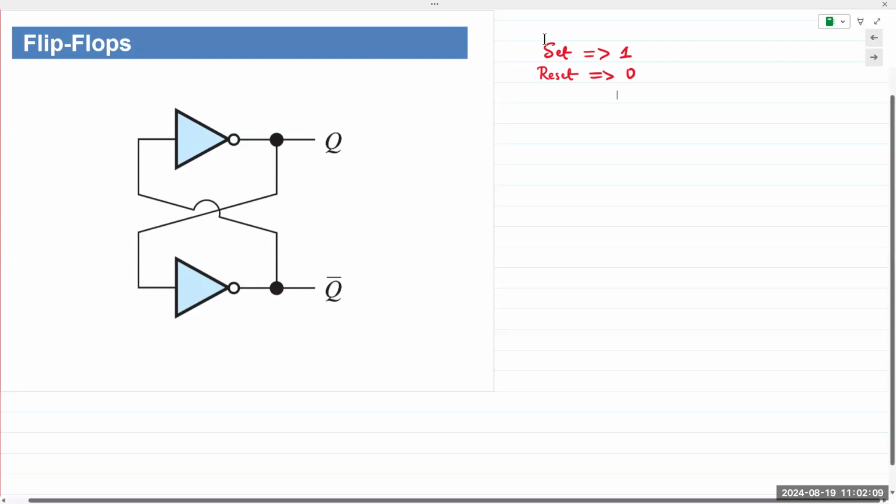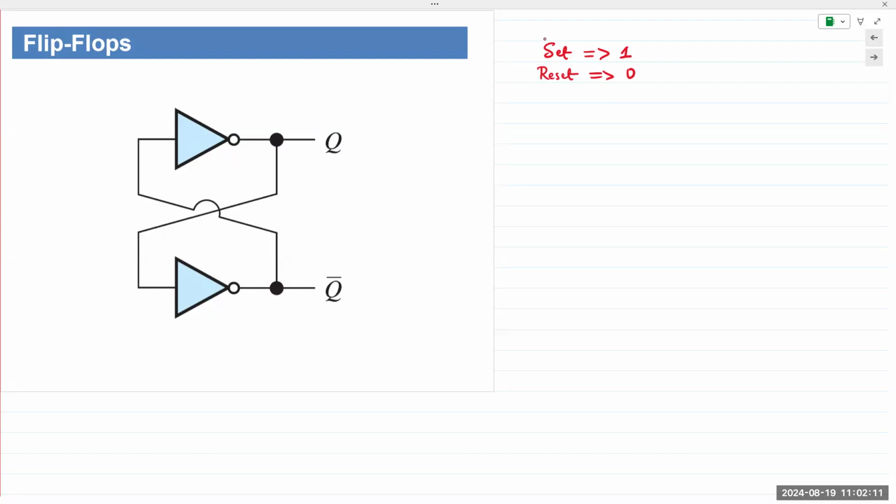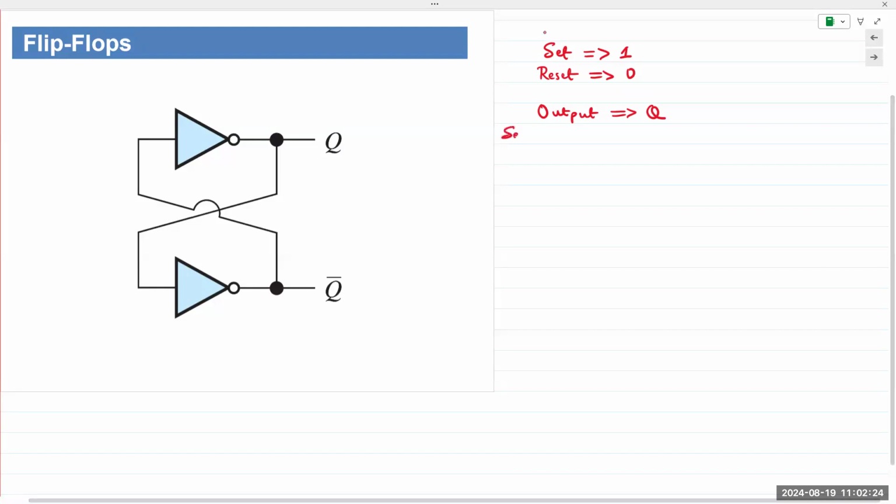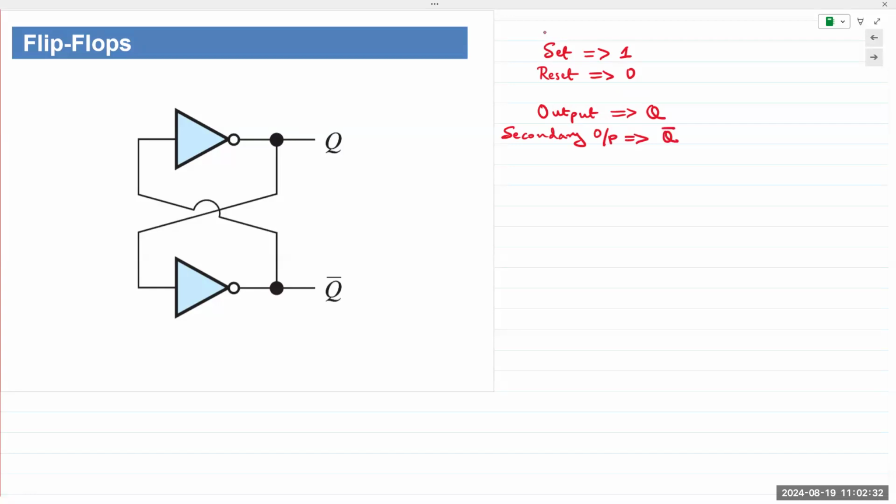Then the output of these sequential circuits is noted by uppercase Q. At the same time, we have a secondary output, which is simply Q naught.